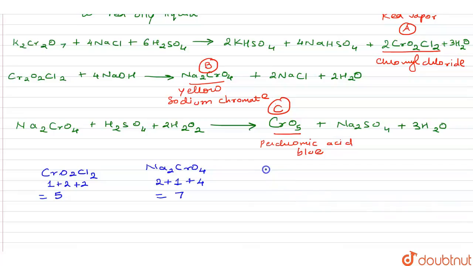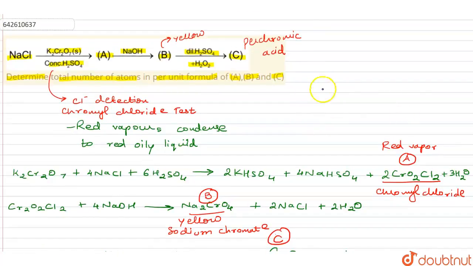And then you have CrO5, wherein chromium is 1 and 5 oxygen atoms are present, which makes it 6. So 5 plus 7 plus 6. 5 plus 7 is 12 and 12 plus 6 is 18. So the answer to our question is that the total number of atoms is 18. I hope you were able to understand the explanation.